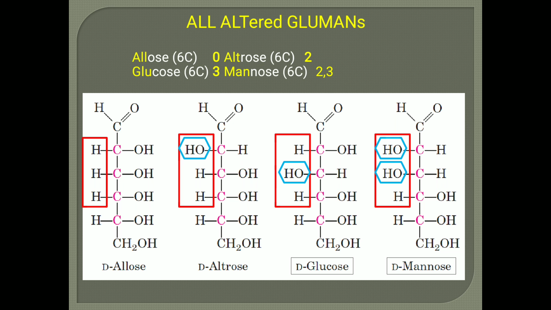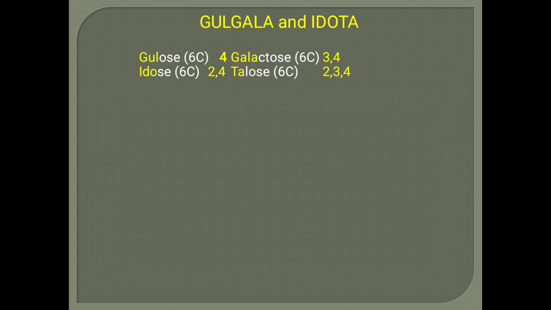Now, let us see the second set of hexose sugars. In case of the second set of hexose sugars, Gulose, Galactose and Idose. Don't look at the code now. You can just close your eyes and remember. Try to remember the number code. We have already covered up to 2, 3. So now let us start from the 4.